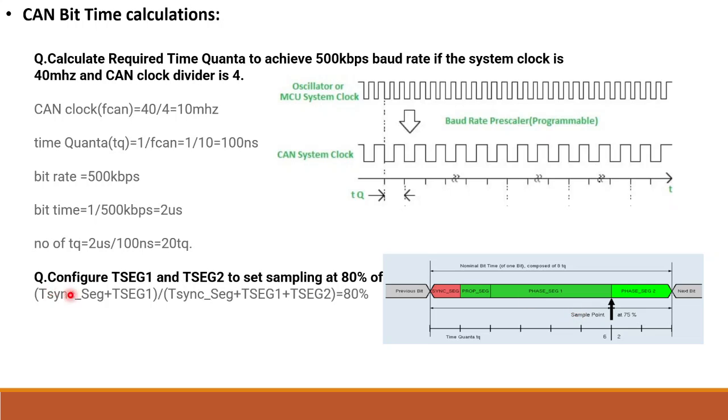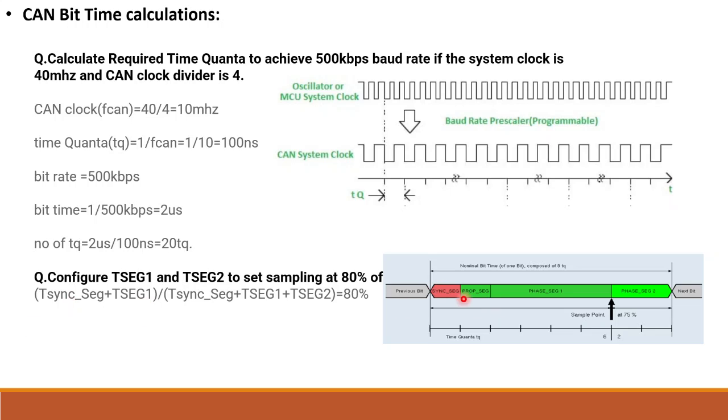Here, the 80% of the bit time is equal to the T sync segment plus T seg 1, divided by the total. So what is the sampling point they have given in the question? 80%. This is how I equate T seg 1.